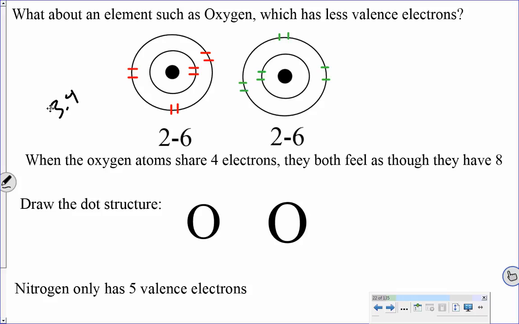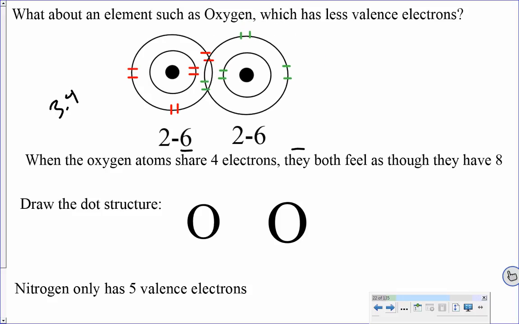So what these guys actually do, because they have 6 each in their valence shell, when we had 7 each in our valence shell, we were able to get away with just sharing 2. These guys have fewer valence electrons, so they are going to share more electrons. So these guys are going to share 4 valence electrons and create something called a double bond. To count these up, remember these guys in between count for both of them. 2, 4, 6, 8. 2, 4, 6, 8. So both of those guys feel like they have 8.